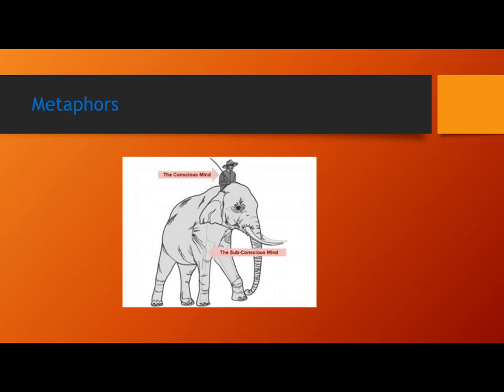For example, if you take a look at this picture, the conscious mind is a writer, whereas the subconscious mind is an elephant. So it's demonstrating a relationship between the conscious mind and the subconscious mind using a metaphor, something that's not the same but conceptually related.